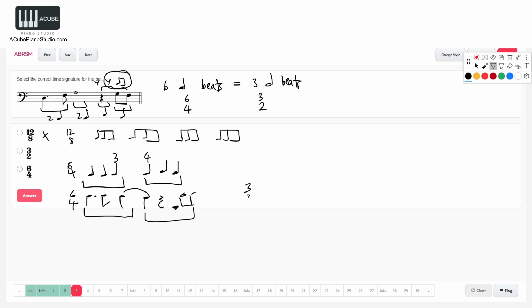But if it's 3/2 time, then they should be grouped 1 minim beat by 1 minim beat. So this is the first minim beat, this is the second minim beat, and this is the third minim beat. So they are grouped in the 3/2 time manner. So the answer for this should be 3/2 time.